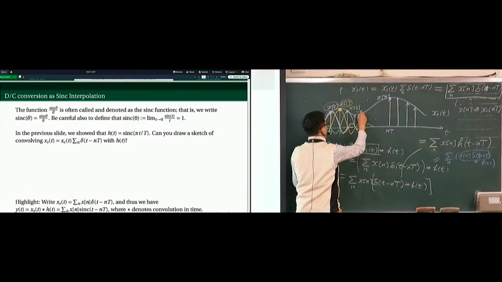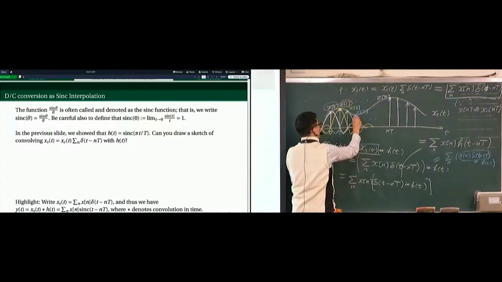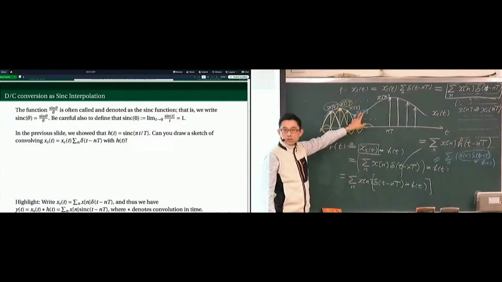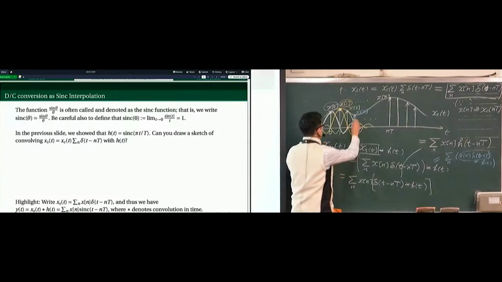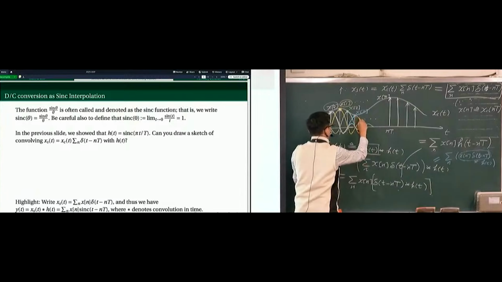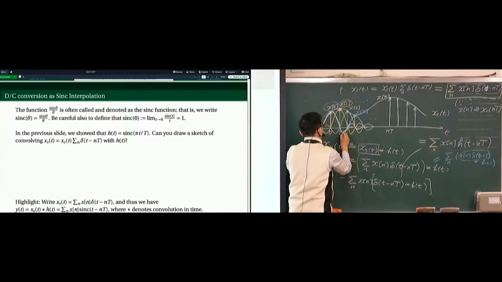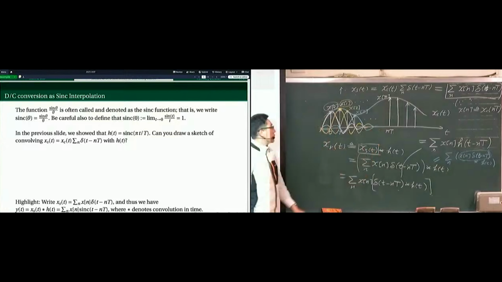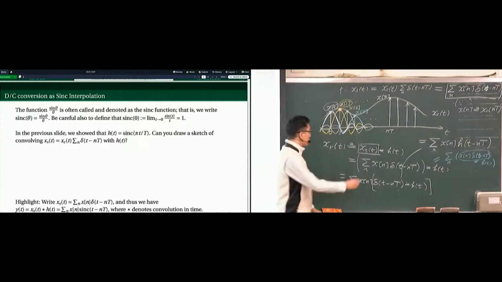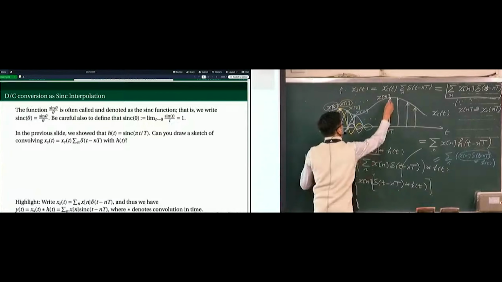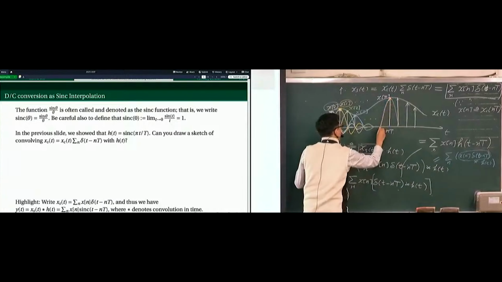Similarly, next, you can do it by yourself. With the height of x bracket 3, we put a copy of the Sinc function, which crosses 0 at exactly the next sample time, something like that. So that's what we're going to do. Similarly, everywhere we have a Sinc function.